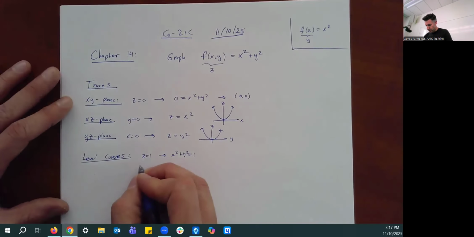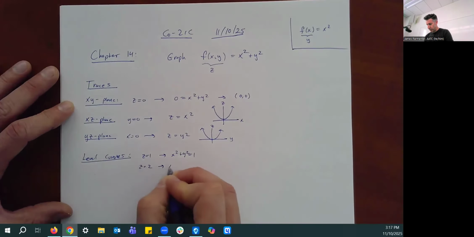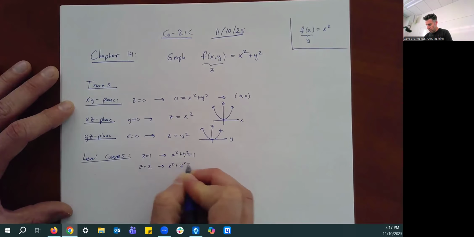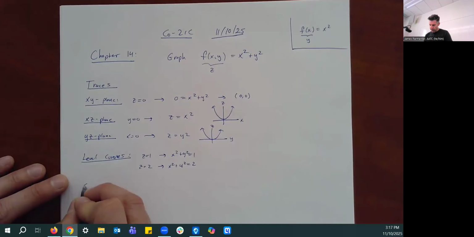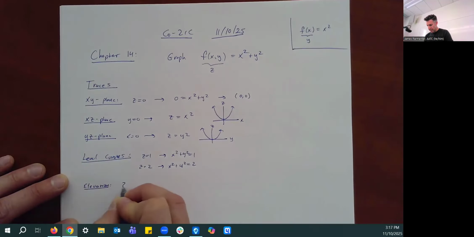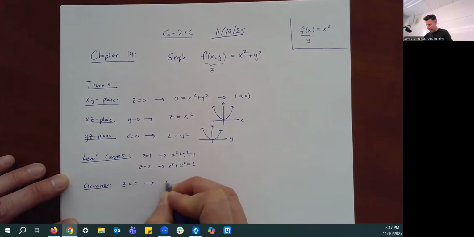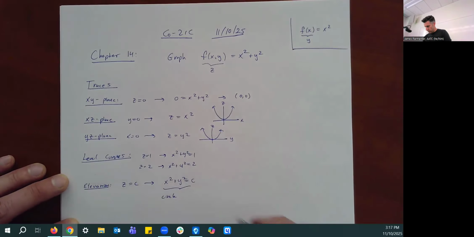And if we set z equal to 2, you're going to get x squared plus y squared equal to 2, a circle of radius square root of 2. But more generally, what you usually do is say, I'm just going to pick c as my height or my elevation. So at elevation c, or maybe even elevation z equal to c, we're going to get x squared plus y squared equal to c. And that's obviously a circle centered at the origin, and the radius is equal to the square root of c.